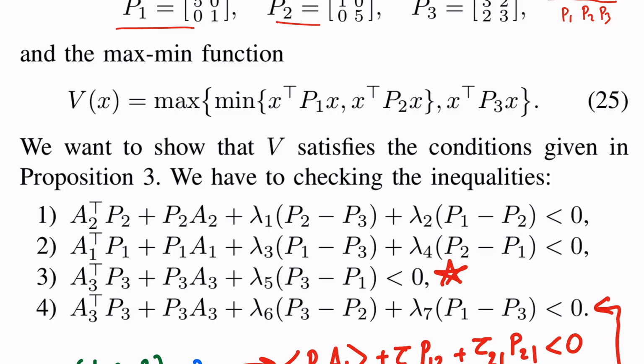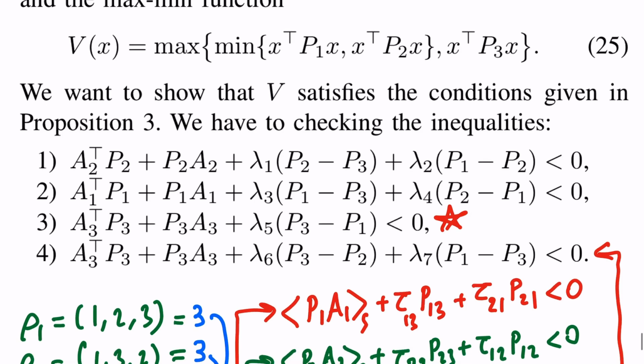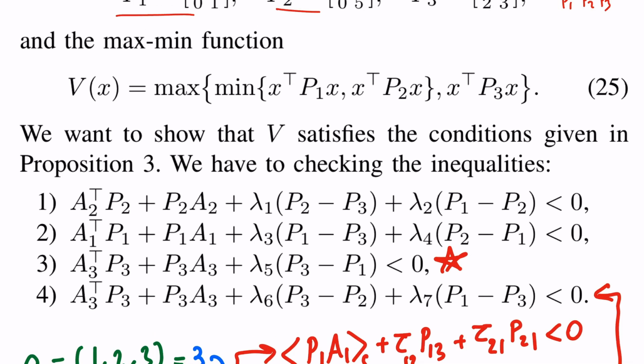And to do that, we need to look at those given LMIs. All right. Linear matrix inequalities. And now it is a linear matrix inequality. Why? Because we know what the P terms are. We are not optimizing over them. We are optimizing over the lambda terms.